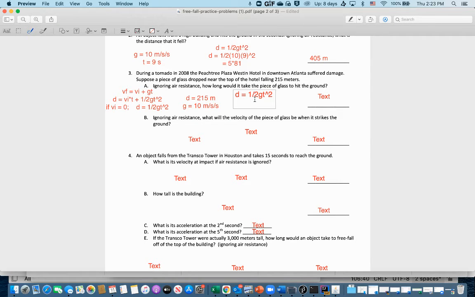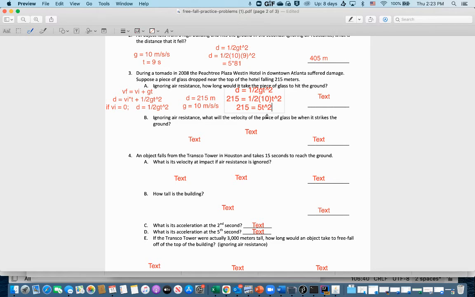So I'm going to go ahead and plug in what I have here. So 215 is equal to 1/2 times 10 times T squared. Okay, so that's going to be 215 divided by 5, right? So if I get here, I get 5 on this side. Let me just write here, 5T squared. I'll skip a step. So now I divide both sides by 5, right? So I get T squared on its own.